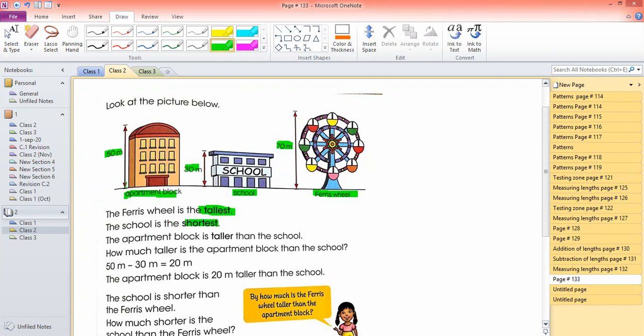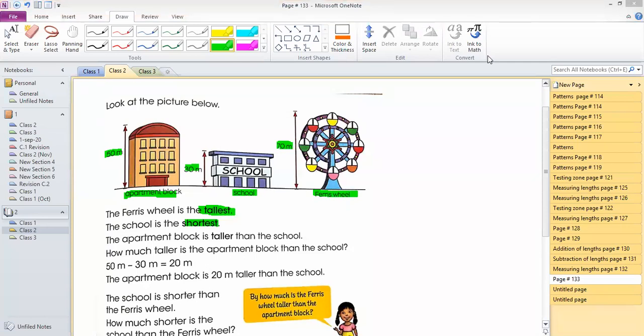Now, if we look at the apartment and compare the apartment with the Ferris wheel, can you tell me, guys, is the apartment taller than the Ferris wheel or shorter than the Ferris wheel? Again, listen to me carefully. I am asking, is this apartment block taller than the Ferris wheel or shorter than the Ferris wheel? Yes, guys, tell me your answers, please.